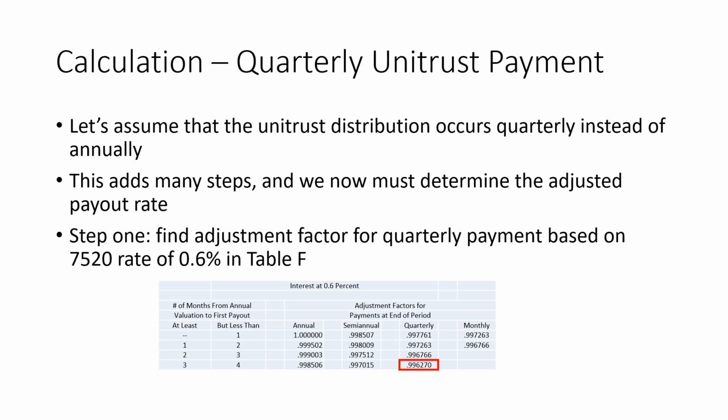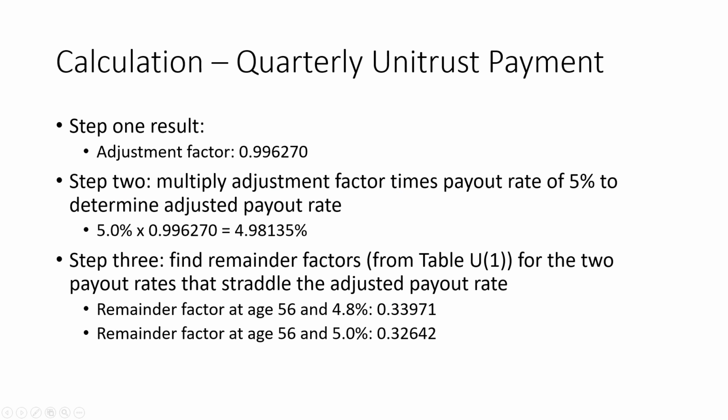So as we can see with quarterly, what that means is that at least 3 months are going to elapse from the annual valuation to the first payout. Assuming you have a December 31 valuation, you're going to be looking out to at least March 31 to determine the close of the quarter, and you're probably going to have a distribution on April 1 or thereabouts. So less than 4, but at least 3 months gives us an adjustment factor of 0.996270.